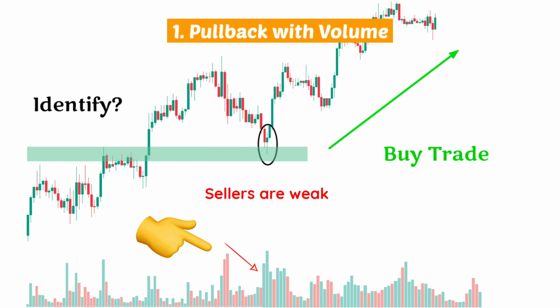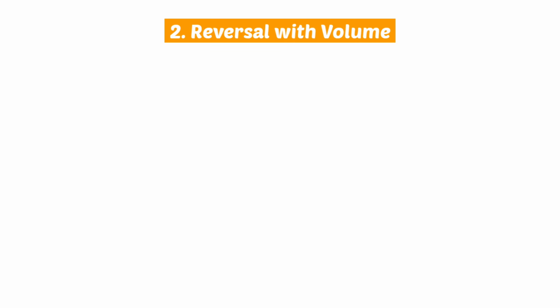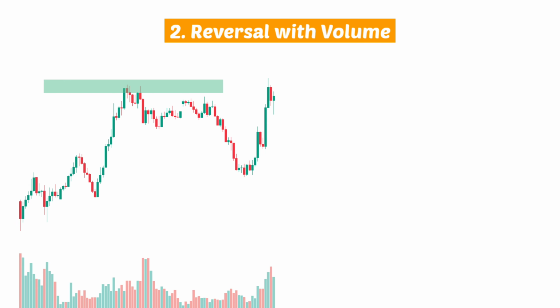Once price reaches a strong support or demand zone and forms a bullish reversal candlestick, you can consider entering a buy trade. The second example is reversal with volume. Imagine there's a key resistance level from where price previously made a strong bearish move. If price returns to that resistance with a weak rally, where you don't see any strong imbalance or momentum, it suggests that buyers are losing strength while sellers remain strong.